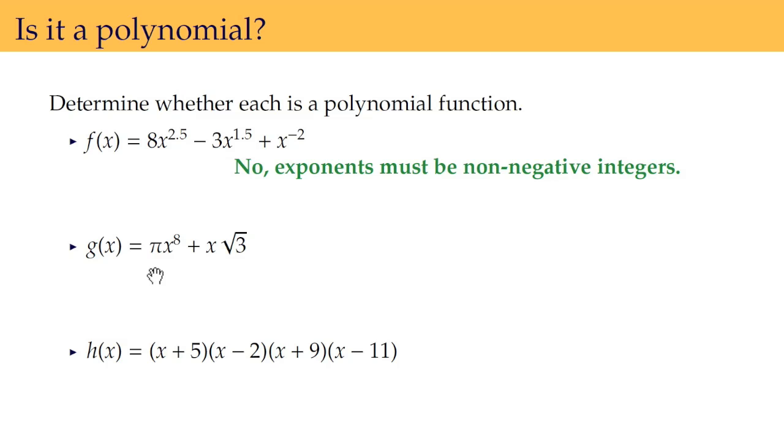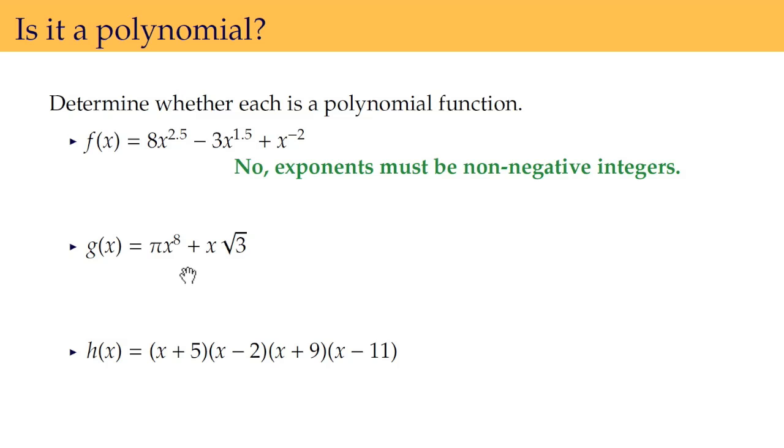So now let's look at g of x. I have pi x to the 8th plus x times the square root of 3. Well, remember, pi is a number. It's approximately 3.14. It's not exactly 3.14, but in any case, it is a number times x to the 8th plus a number times x. We typically, when we have a radical like this, write it as the last little piece whenever possible. That way there's no confusion as to whether that x is underneath the radical bar or not.